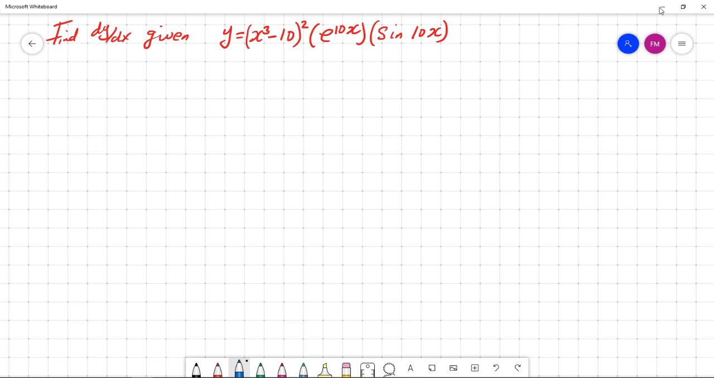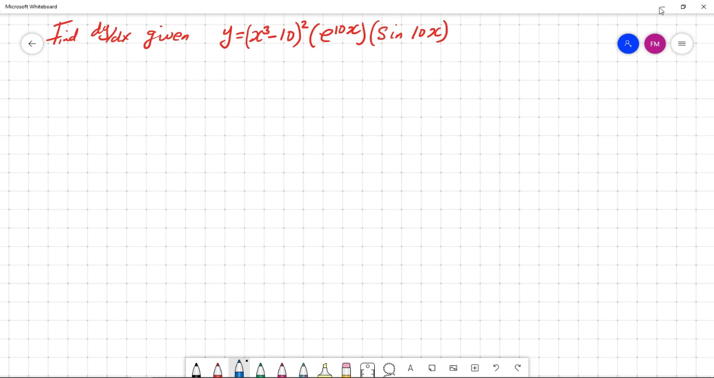Today we are going to solve this problem: find dy/dx when y is equal to (x cubed minus 10) squared times e to the 10x times sine 10x.